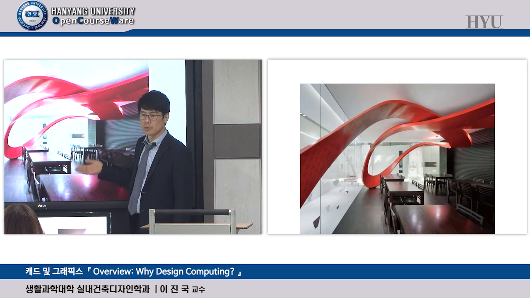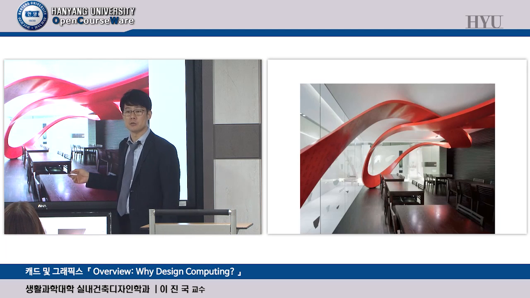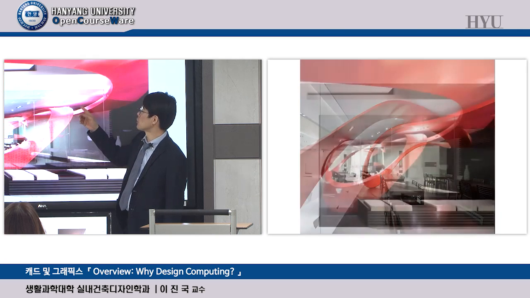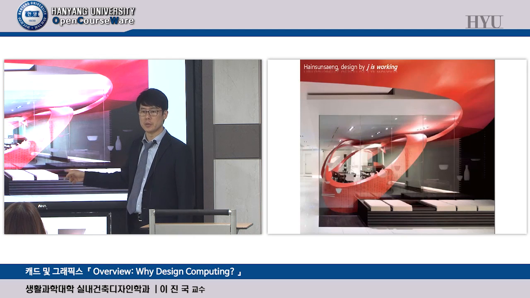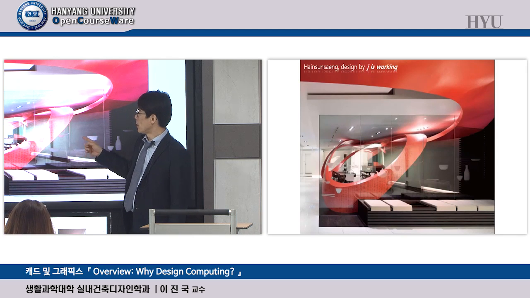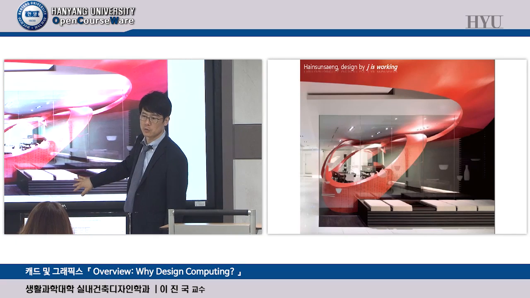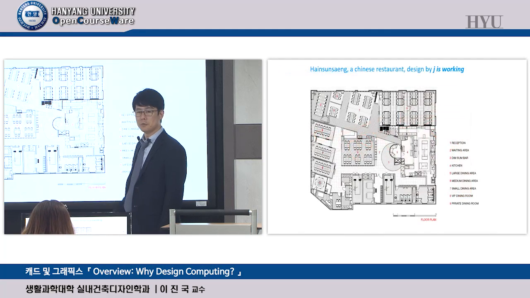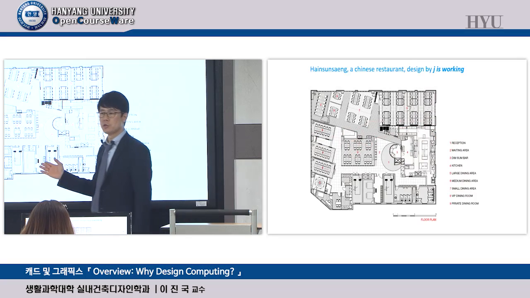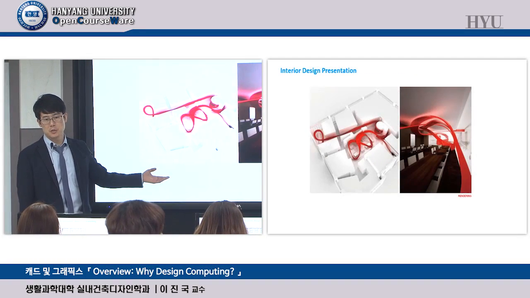Okay, next question, or one clue. This is a Chinese restaurant designed by Jay's Working. As you know, Jay's Working is Professor Jang Sun-gak's office. So this is one of his company's designs. The reason I bring this one is, take a look. These are pictures, 3D images, and a floor plan. What is the good thing about this floor plan? What is the good thing about the 3D images?